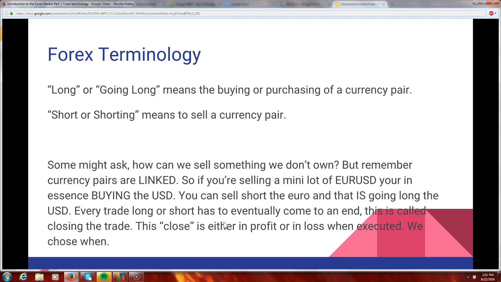Okay, but every trade that is linked, it does have to eventually come to an end. We choose when to do this. This is called closing the trade or booking the trade, and this close is either in profit or it's in a loss when it's executed. We choose when we get out. I mean, you don't have to get out, I guess.